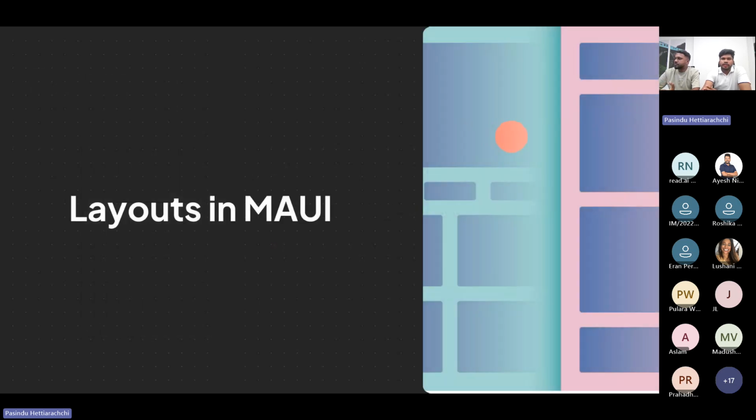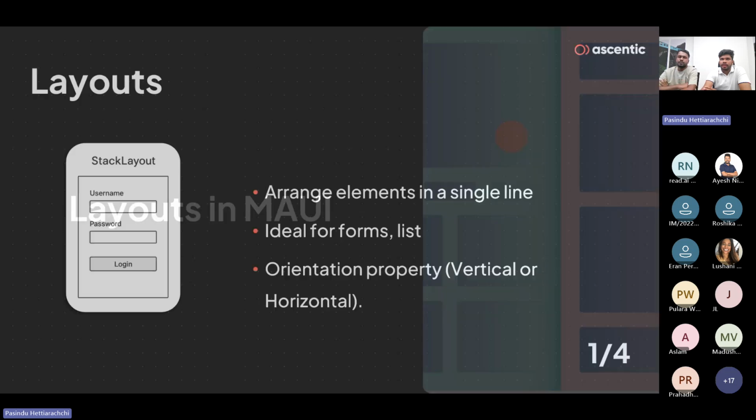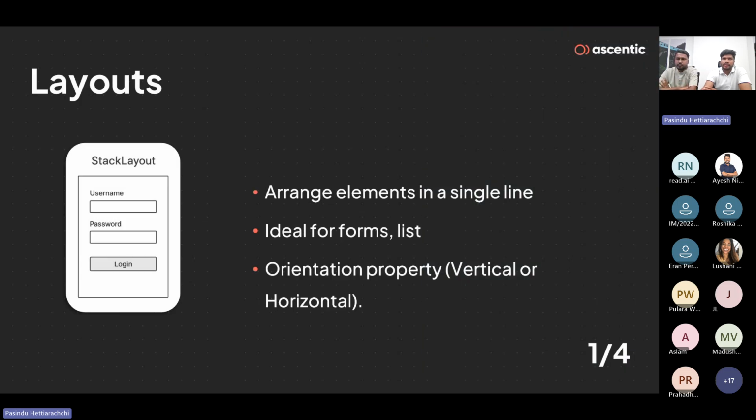Now let's look into some layouts in MAUI. The first layout is the stack layout. This arranges child elements in a single line. It could be either vertical or horizontal. Here in the example, it's arranged vertically. You can see we have a username label, and then we have an input. Likewise, it flows down. So here it's a vertical stack layout.